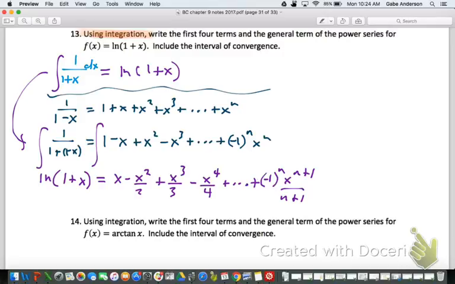See how good you're going to do with number 14. Give it a shot. It says using integration, write the first 4 terms and the general term of the power series for arctangent of x. It does say include the interval of convergence. I think we've done that enough, so we'll leave that alone for the moment. We've done that about 10 or 11 times already.